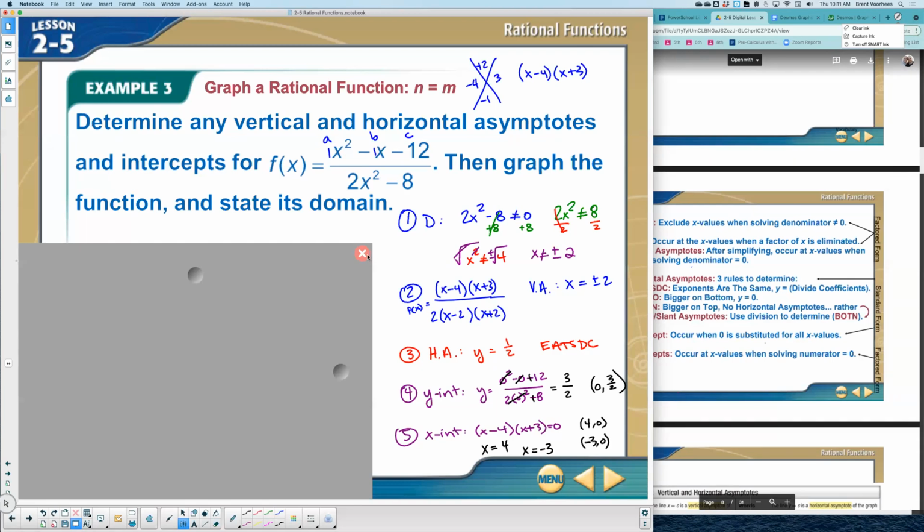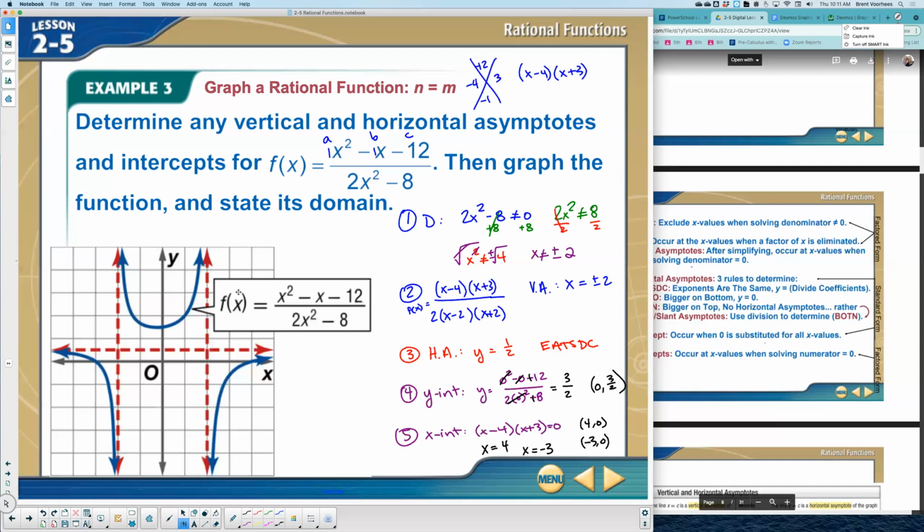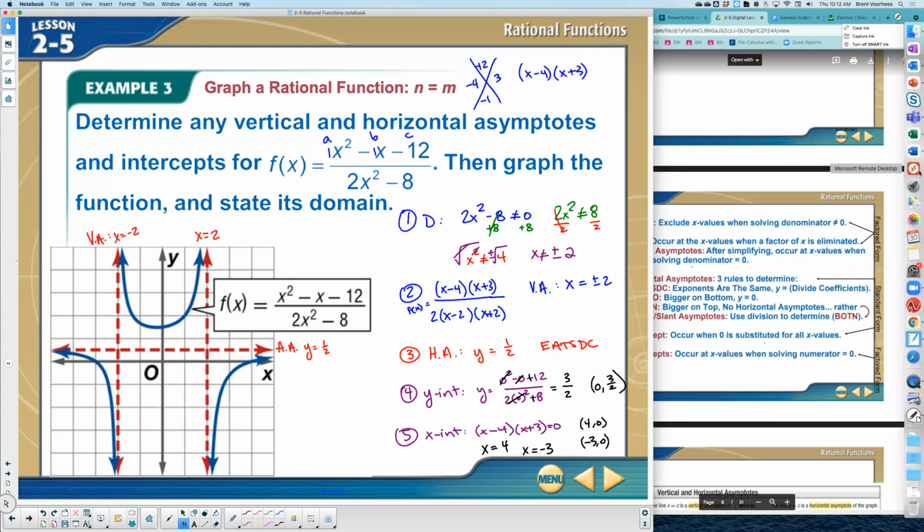All right, let's check this graph and see if it agrees with what we're saying. This looks like it has a horizontal asymptote at 1/2. I agree with this. That has a horizontal asymptote at y equals 1/2. We have 2 vertical asymptotes: x equals negative 2 and x equals 2. That's the vertical asymptotes shown there. We have 1 y-intercept. This y-intercept looks like 1.5, which is what we had. That's (0, 3/2).